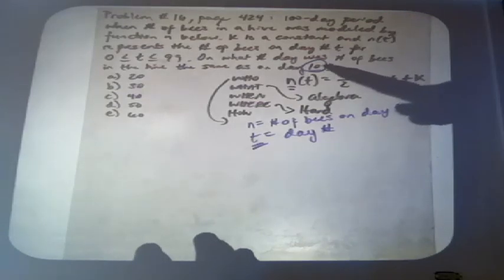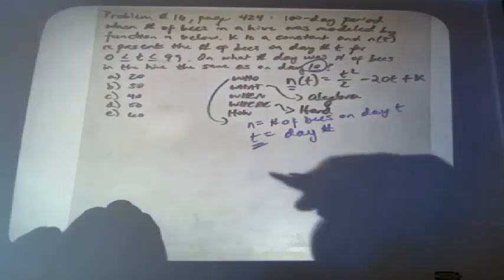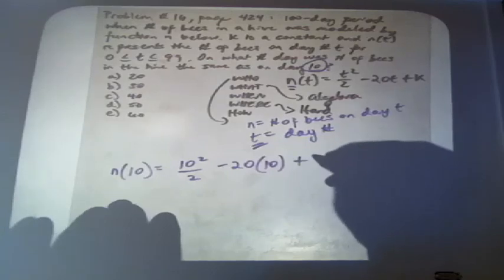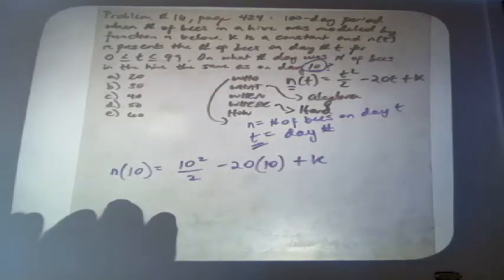And how are we going to use it? Well, let's solve for what the number of bees was on day number 10, right? We can do that because we know that 10 represents t, and we can just substitute 10 for t in the function that we were given, right? So let's go ahead and do that. So we're going to be solving for n when t is 10. So we're going to find n of 10, and that's going to be equal to t squared, which now we're just substituting 10 for t, so 10 squared over 2 minus 20 times 10, plus k, and that'll give us the number of bees on day number 10.